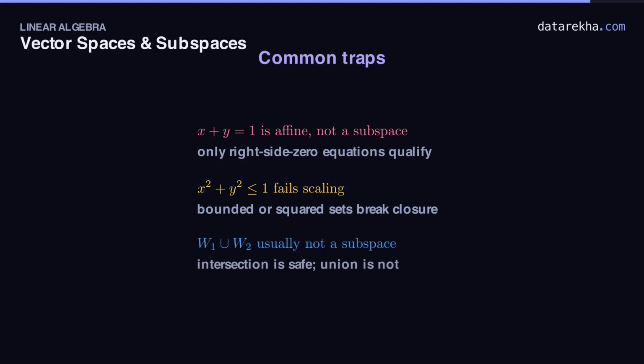Trap 3. Unions. The intersection of two subspaces is always a subspace. The union usually isn't. Take one vector from each, and their sum can land in neither. And trap 4. Skipping the zero check. Always test the origin first. If it's missing, you're finished, not a subspace, and you've saved yourself all the other work.